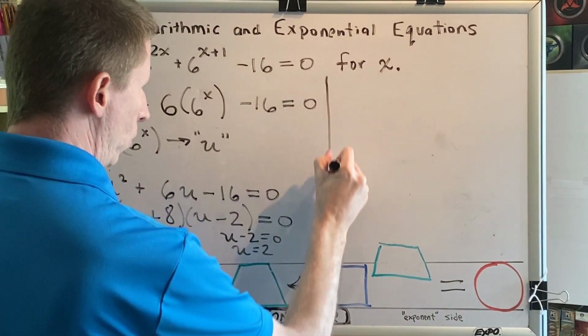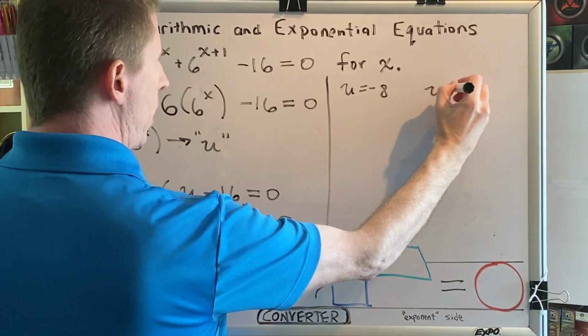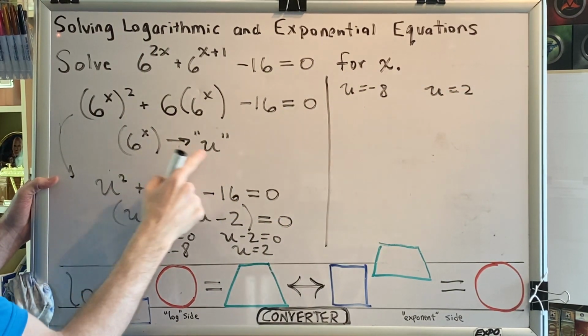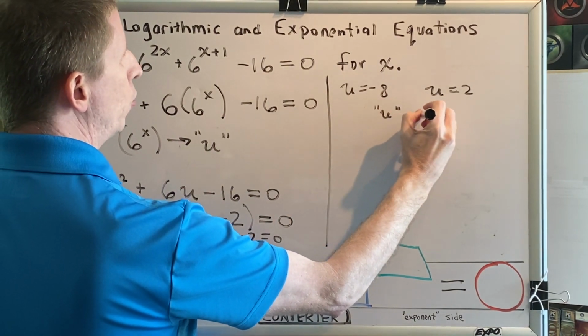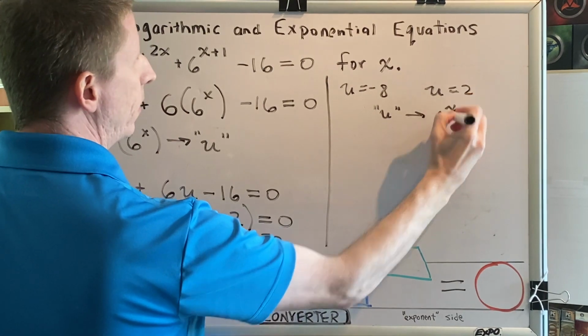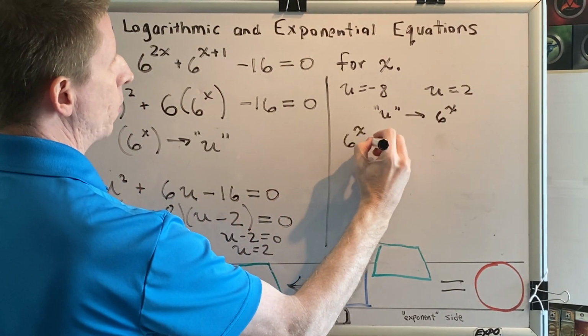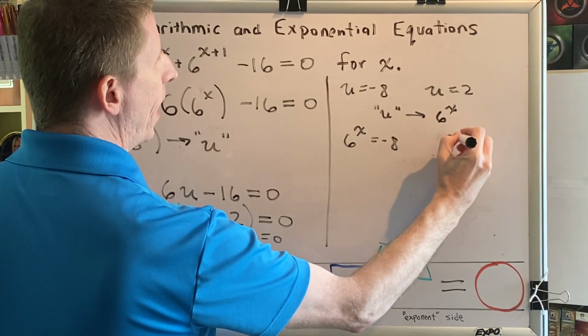So we had u equals -8, u equals 2. But we also know that u is the same as 6 to the x power. So we're now going to put it back. The u will now go back to being a 6 to the x power. So instead of u equals -8, we'll have 6 to the x equals -8. And instead of u equals 2, we'll have 6 to the x equals 2.